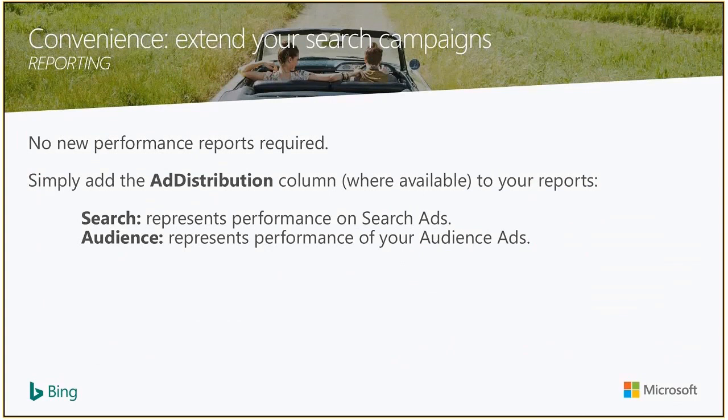And best of all, there's no new performance reports required. The reports that you are pulling today, most of them should have the ad distribution column already available. Simply add this column to your reports, and you should expect to see two values. Search represents performance that you've gotten from your search ads on our search network, and audience represents performance from your audience ads on our audience network.